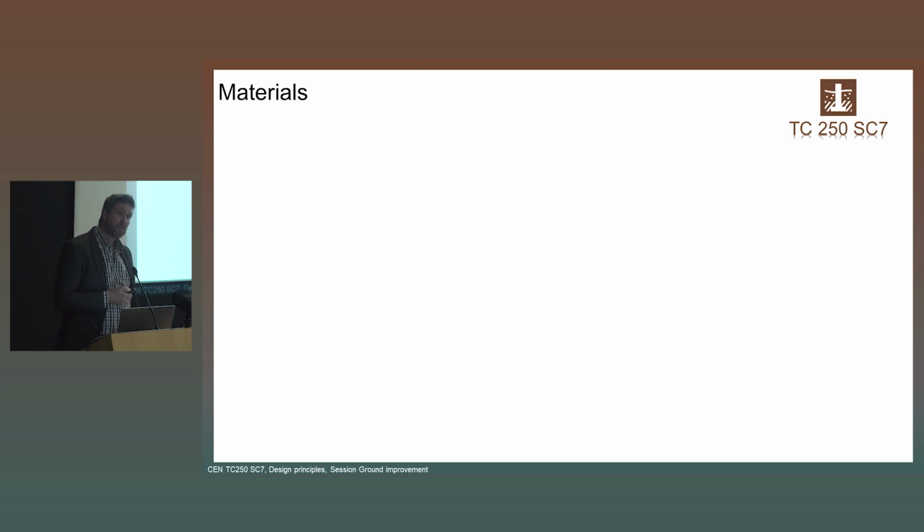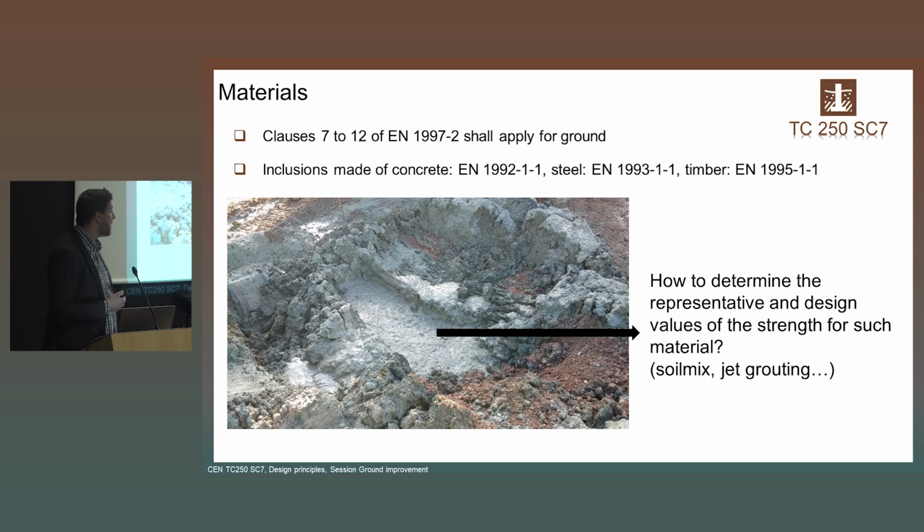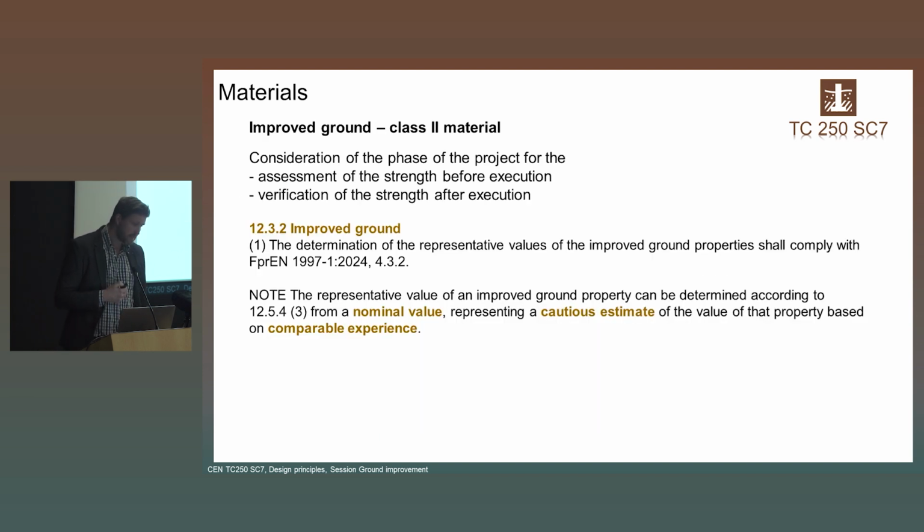Another challenging topic of this chapter 12 was the definition of the material properties. For the soft soil, which is just improved but stays as soil, we can rely on the different clauses of the second part of Eurocode 7. For inclusions made of concrete, steel and timber, we have other structural Eurocodes. But it is more challenging to determine a representative and design value for materials such as soil mix or jet grouting material. In this case, we base our design approach on the phase of the project.